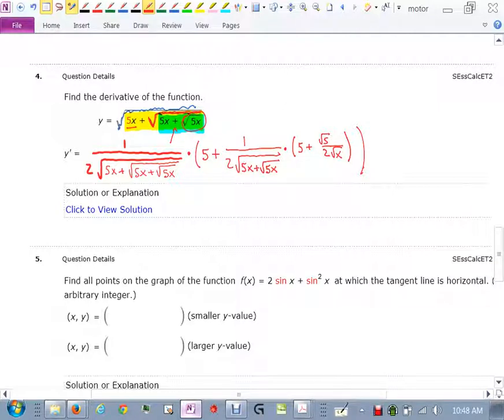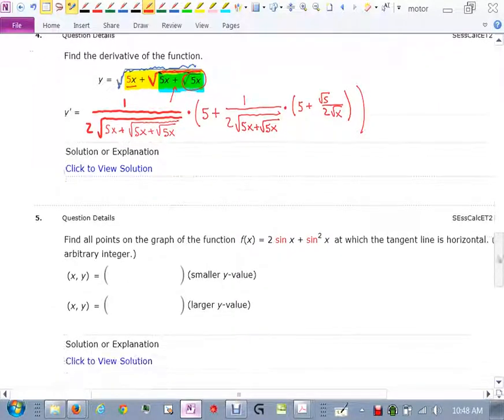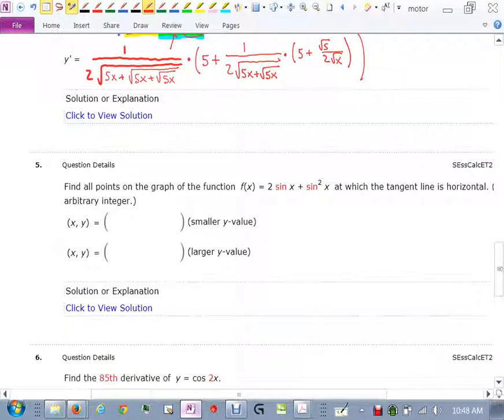This technique requires a little bit of work, I guess. You have to get real comfortable with it, but it's so much quicker once you get it down.